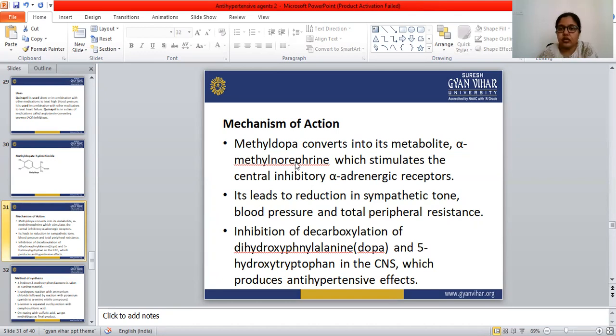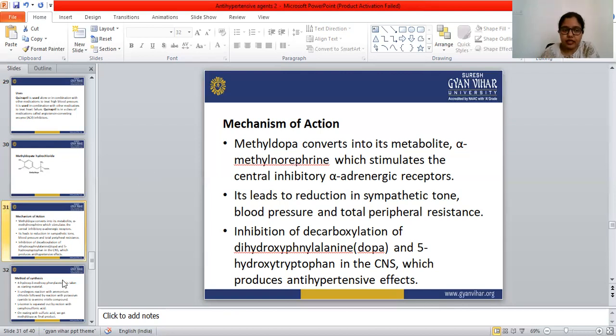Methyldopa converts into its metabolite, alpha-methyl norepinephrine, that stimulates the centrally inhibitory alpha-adrenergic receptors, which leads to a reduction in sympathetic tone, blood pressure, and total peripheral resistance. Inhibition of decarboxylation of dihydroxyphenylalanine and 5-hydroxytryptophan in the CNS produces the antihypertensive effect.